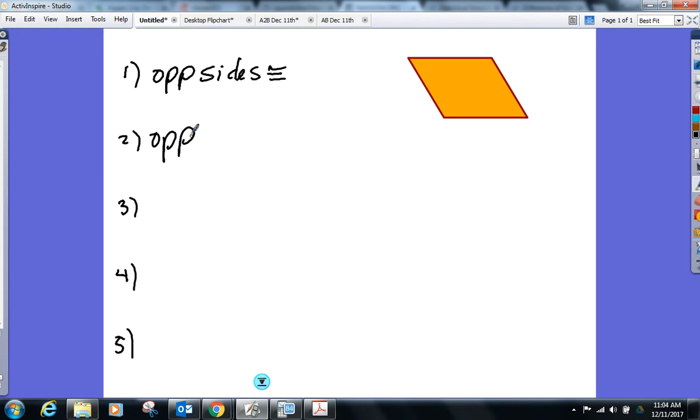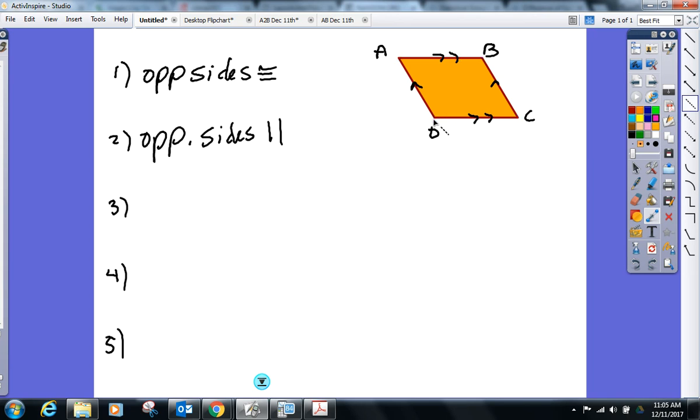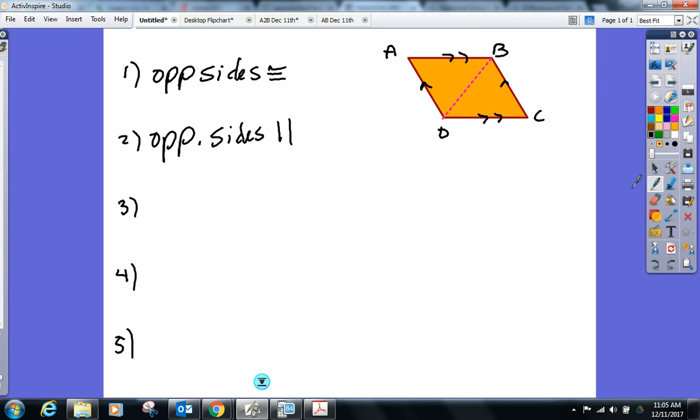Opposite sides are parallel. Now let me stop there. Please focus in here. Will just gave us opposite sides are parallel. If you have a parallelogram where a diagonal is already drawn in, because the sides are parallel, what type of congruent angles do you have? Alternate interior. Please watch out for that if a diagonal is drawn in your diagram.